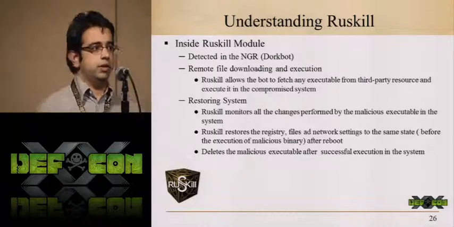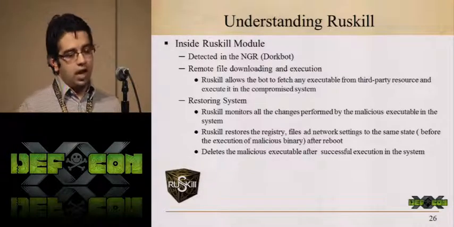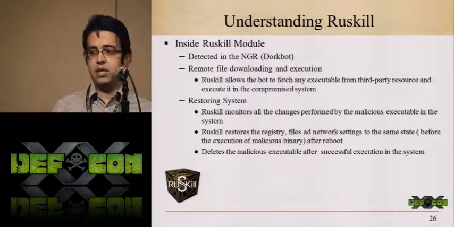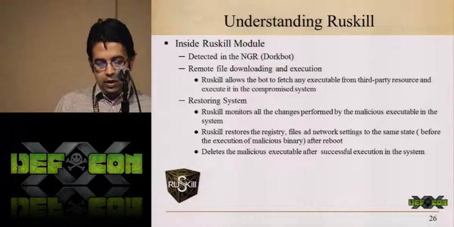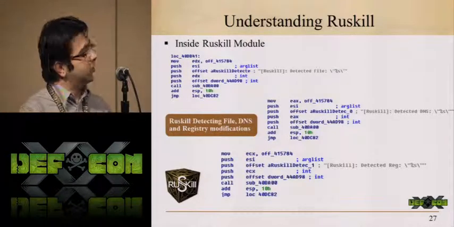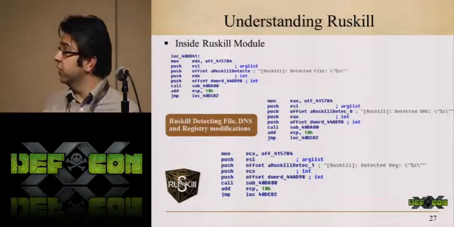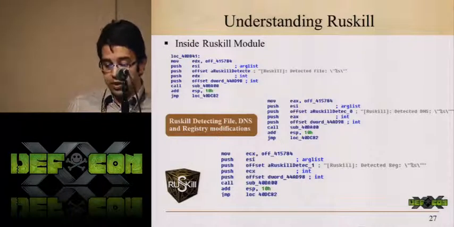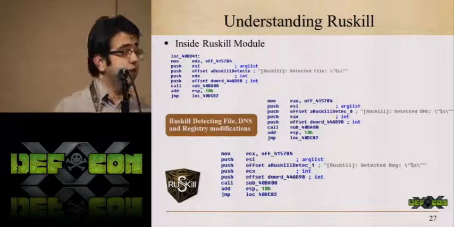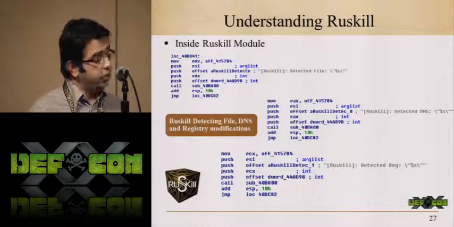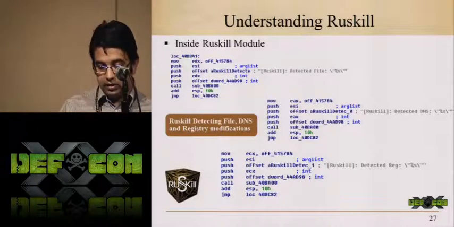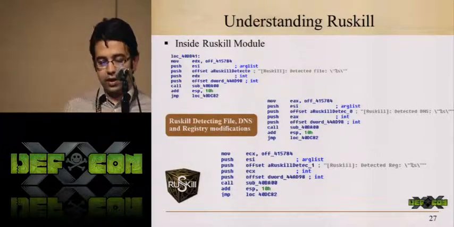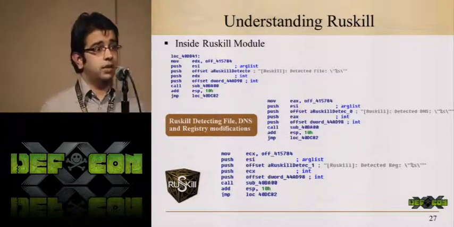I mean, previously, if you look at the design of IRC-based bots, and now the Rustkill kind of functionality, they are getting more stealthy with the passage of time. So let's see. When we do some disassembly of the Rustkill module, it will give you an idea that the Rustkill is going to detect if a particular file has been modified, going to detect if some sort of DNS settings have been modified in the system, and it will detect any sort of registry manipulation in the system. So this is a very interesting thing, and it's a really stealthy technique.